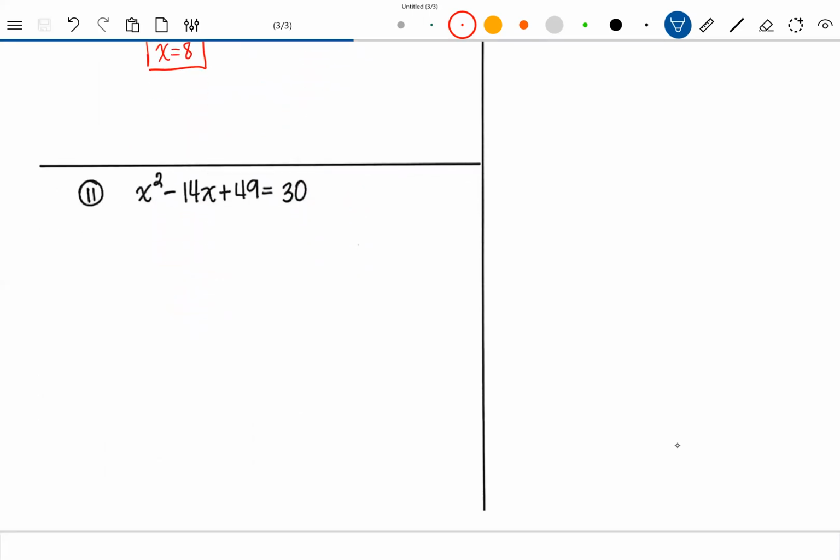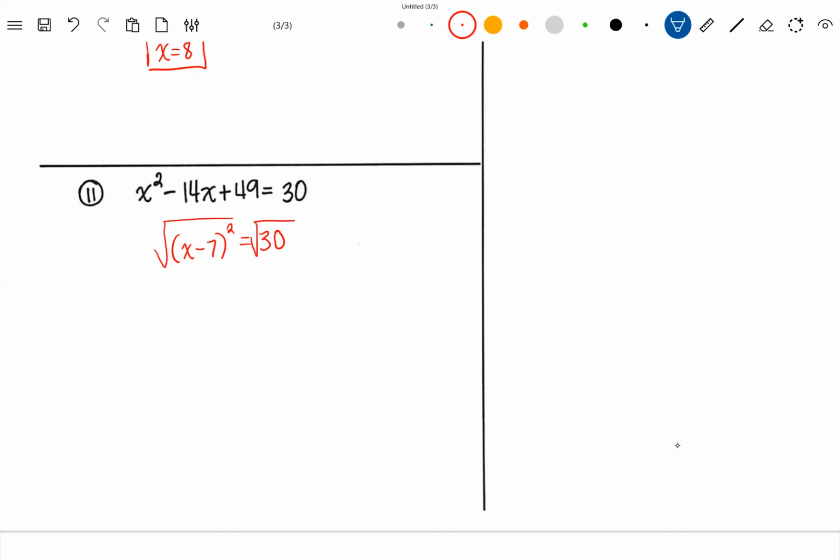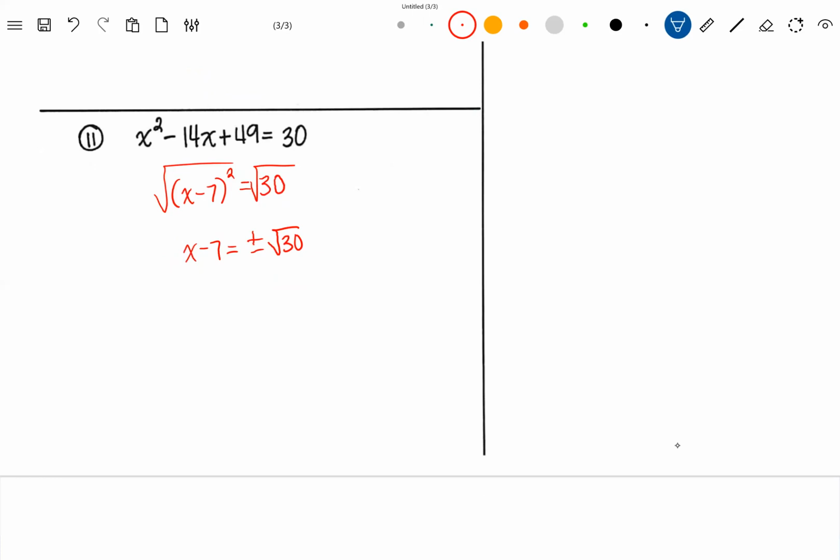So then we look at number 11. Half of 14 is 7. 7 squared is 49. So yep, it is a perfect square trinomial. So I'm going to write this as (x - 7) squared equals 30. Square root both sides. The square root of 30 is not a whole number, so I'm going to leave it like that. So one of my answers, x minus 7 equals positive square root of 30. x minus 7 equals negative square root of 30.